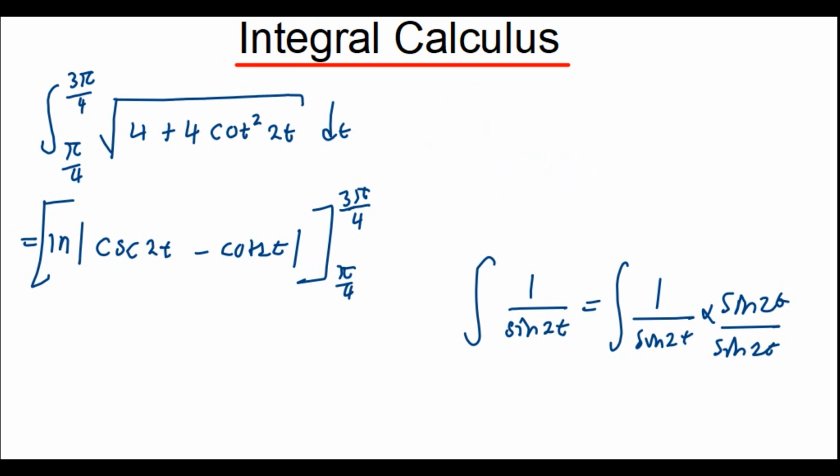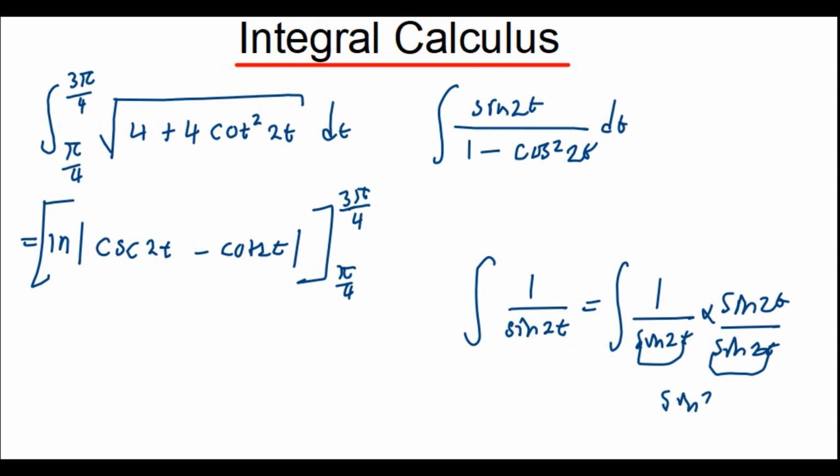It will be the integral, okay? So that will be sine 2t divided by, I'm supposed to say sine squared 2t, but I'm going to write it as 1 minus cos squared 2t. Still dt there.